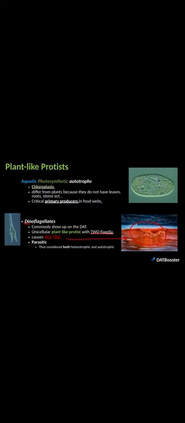One thing that's unique about dinoflagellates is the fact that they're considered both heterotrophic and autotrophic. Autotrophic makes sense because they're a plant-like protist. They can produce their own energy through photosynthesis. But they're heterotrophic because they're considered a parasite where they live inside of another organism, and that's another way that they can obtain energy.